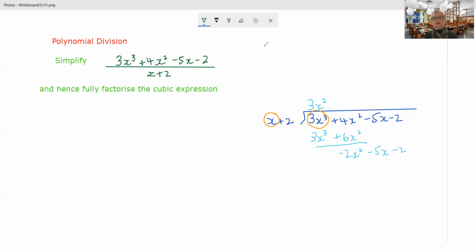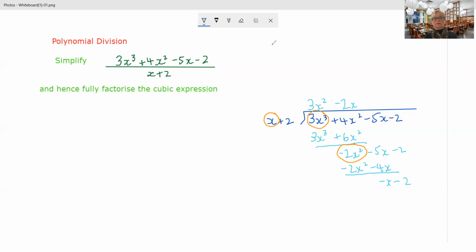Now again, we're going to do leading term divided by leading term. Negative 2x squared divided by x is minus 2x. Then minus 2x times x is minus 2x squared. Minus 2x times plus 2 is minus 4x. Do our subtraction again. Negative 2x squared minus negative 2x squared, it goes. Negative 5x minus negative 4x is negative x. And then we bring this down.